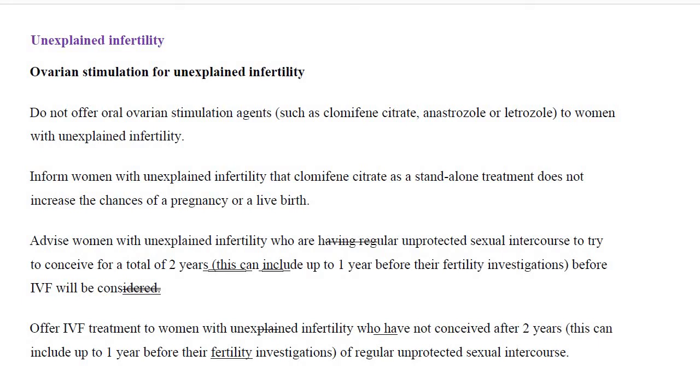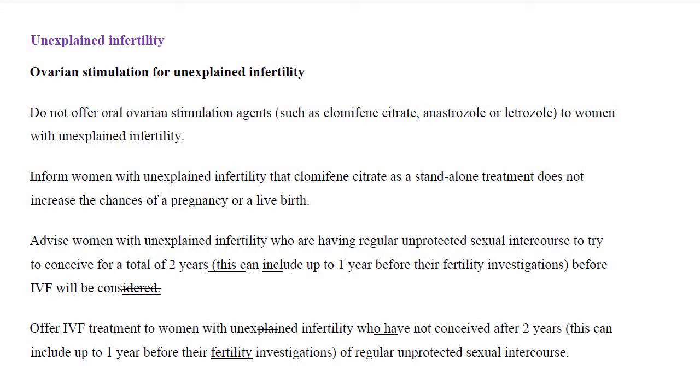So we need to advise them that if they are having unprotected sexual intercourse, they should try to conceive for a total of 2 years, in which for 1 year they have been trying, and then in the second year we have carried out all investigations.